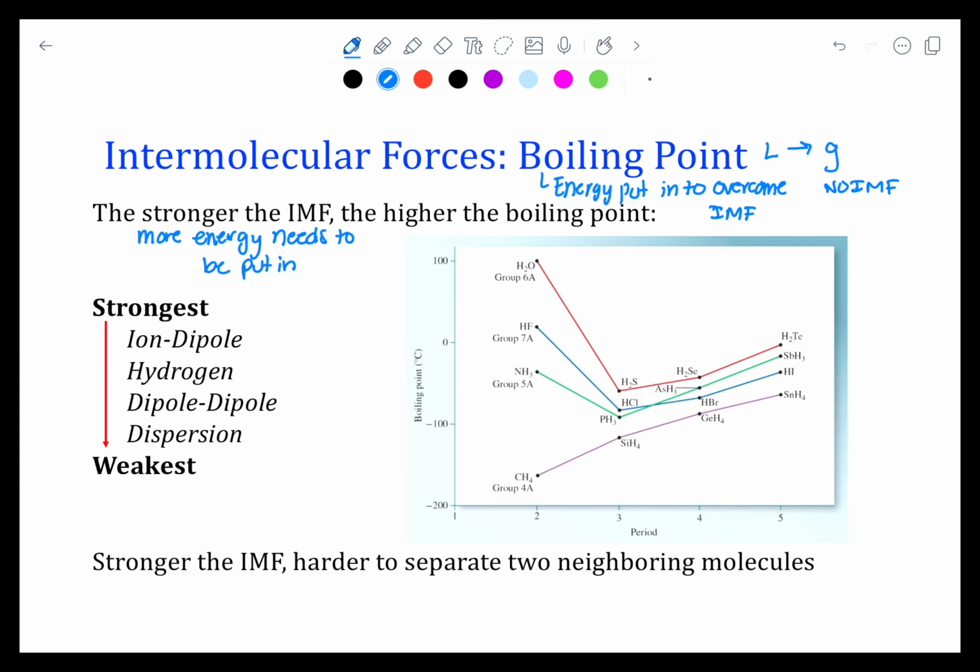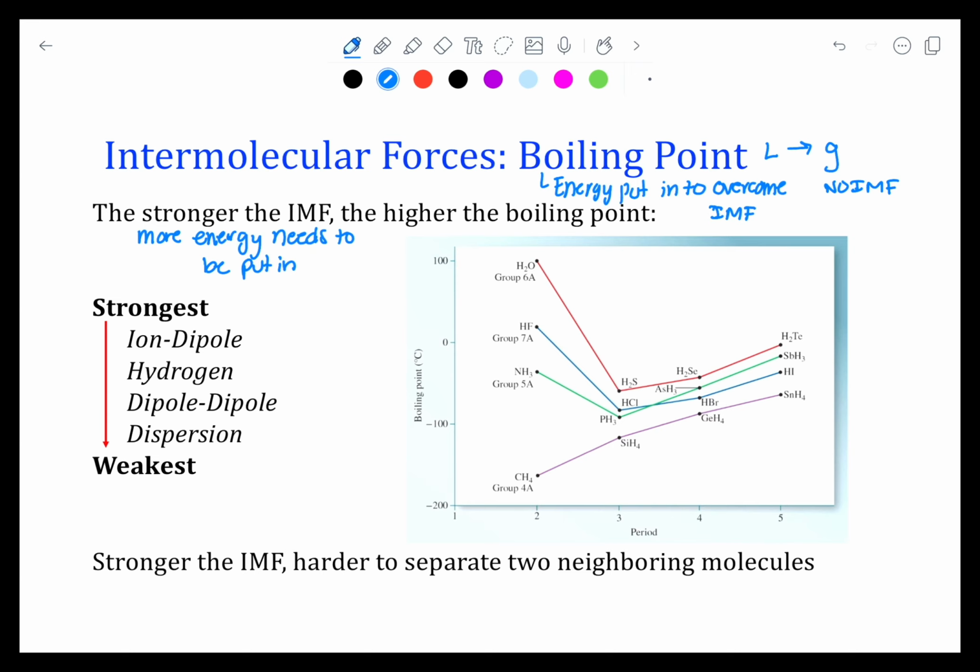So we have a list of our strongest to weakest intermolecular forces. Ion dipole is the strongest because that's between a purely positive cation or negative anion and a polar molecule, so the interaction is really strong. Then we have hydrogen bonding because that's between two polar molecules, but they're really small, so they can get in really close and have a really strong interaction. Then we have dipole-dipole, which is just partial positives and partial negatives being attracted. And then dispersion, there's no charge involved, it's the weakest, a very weak attraction.